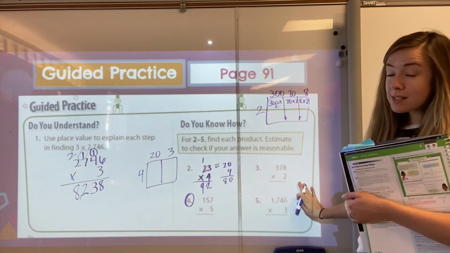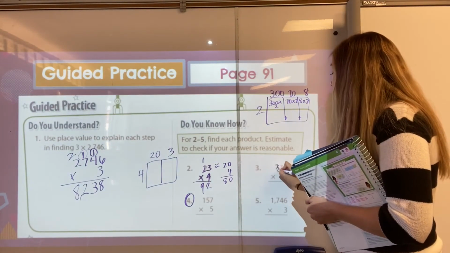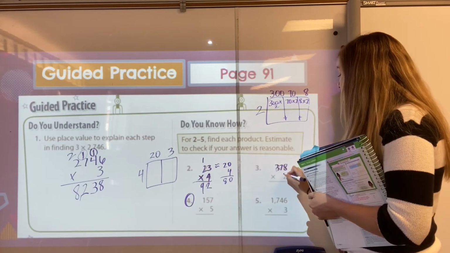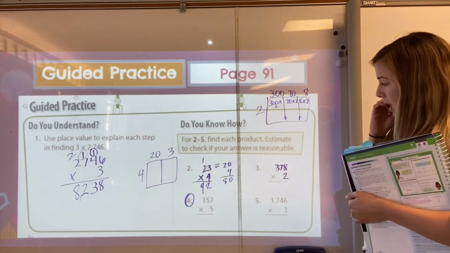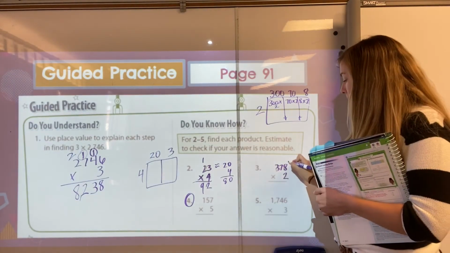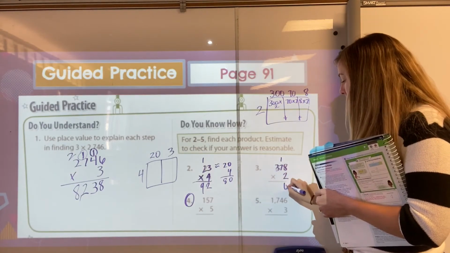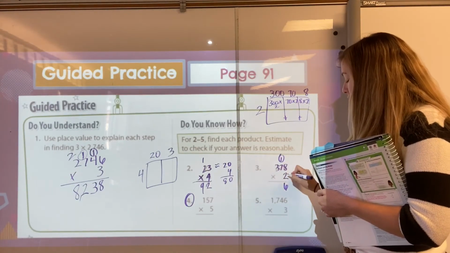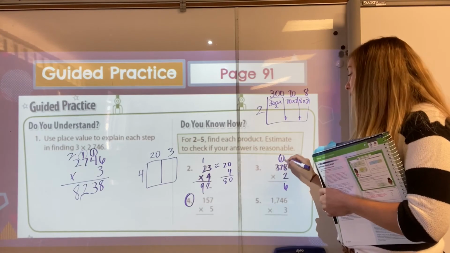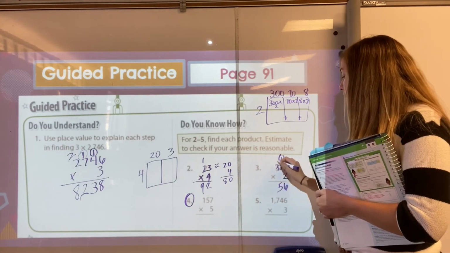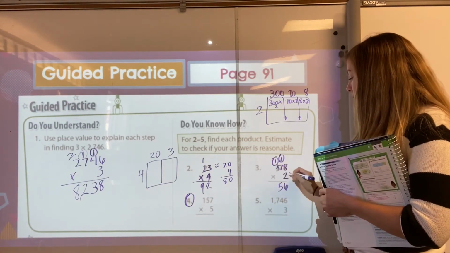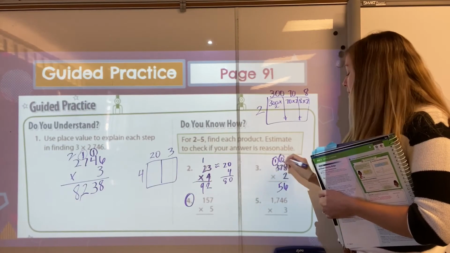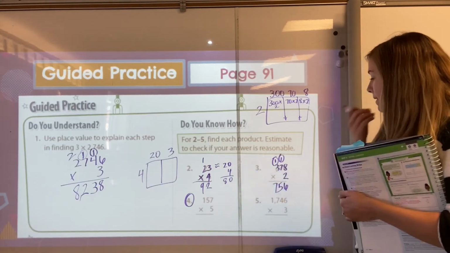I'm gonna work through it with standard method right now. We have our 378 and our 2. And so I need to take my 2 times 8, which gives me 16. Carry that one over. 2 times 7 is 14, plus 1 more is 15. Carry that one over. And 2 times 3 is 6, plus 1 more is 7.